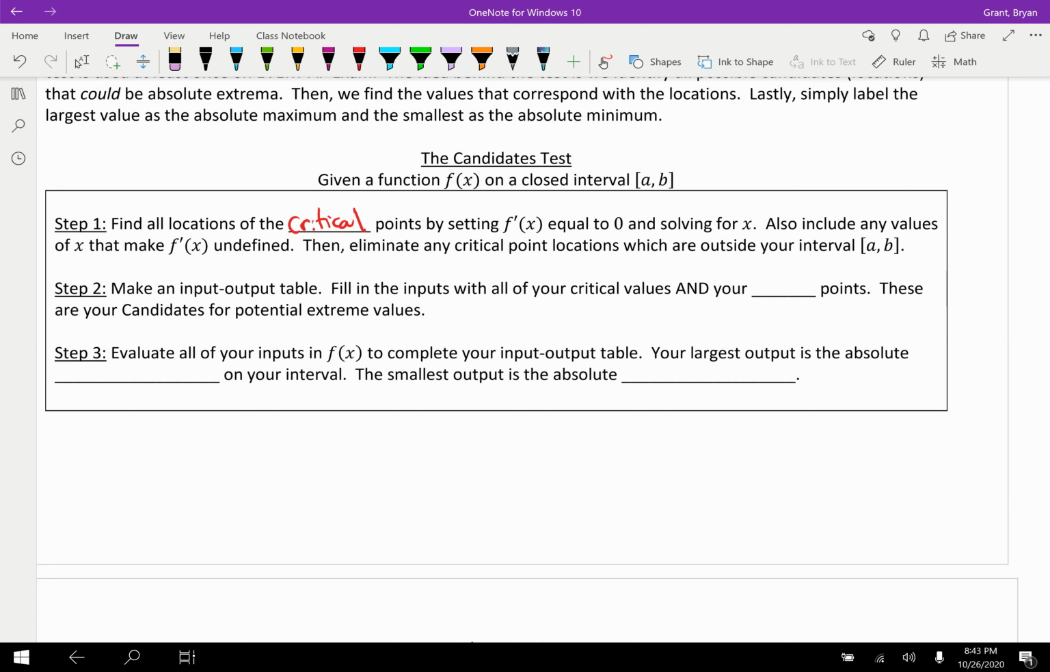Step 2, I always make an input-output table. I think it's a really nice way to organize your work. You fill in the inputs with all of your critical values, and this should probably say critical locations, that's fine, and your endpoints. These are your candidates for potential extreme values. Then take all those candidates, evaluate them in f of x, the original equation, to complete your input-output table. Your largest output is the absolute maximum, and your smallest output is the absolute minimum.